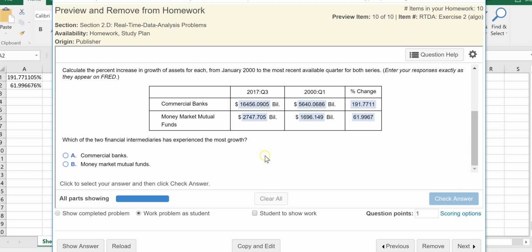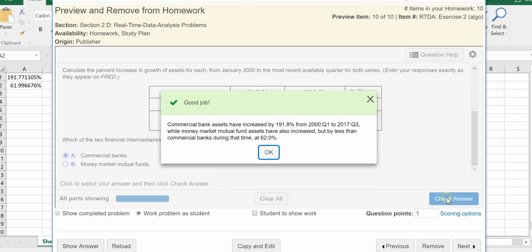So then there's a final part for this question. Which of the two financial intermediaries has experienced the most growth? Simply by looking at the percentage change, we can see that the total assets of commercial banks have experienced the most growth. So we should choose A. Check answer. Good job. Commercial bank assets have increased by 191.8% during this time period, while money market mutual fund assets have also increased, but by less than commercial banks during that time, at 62%. I guess this is a rounded number.